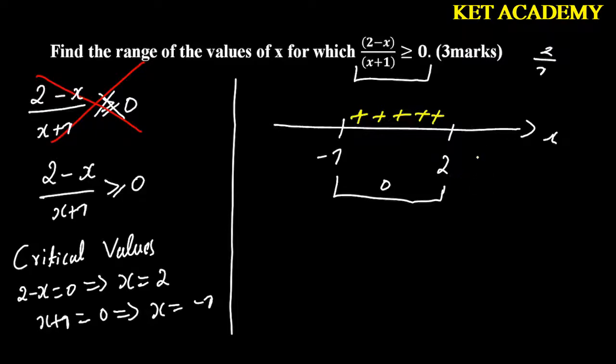Now we're going to take a value above 2 or greater than 2. Obviously, let's take 3. So if you take 3, we're going to have 2 minus 3 will be -1, and 3 plus 1 will be 4. This is a negative value, so we have negative, negative, negative. And if you take a value, let's say -2 down, we are going to have 2 minus negative 2, which is going to give us positive. Now divided by -2 plus 1.